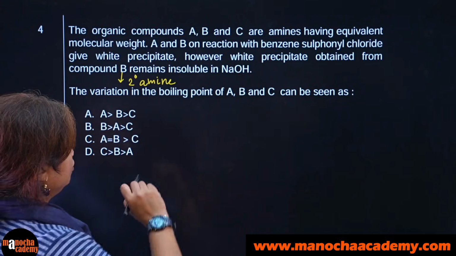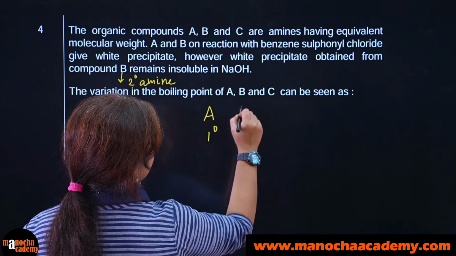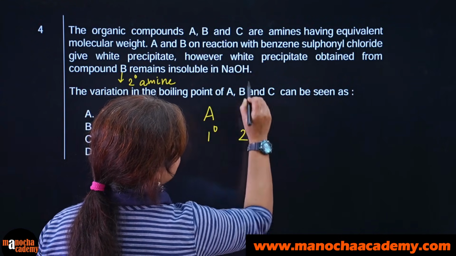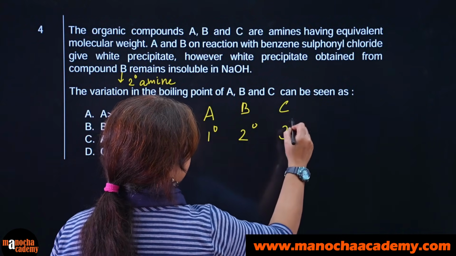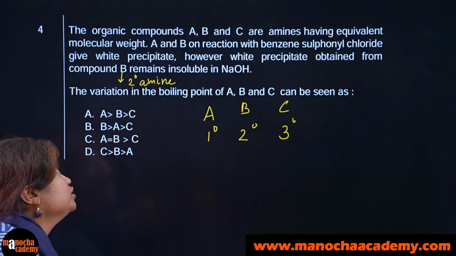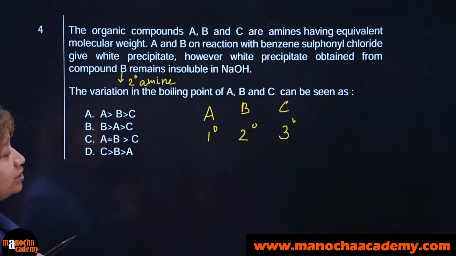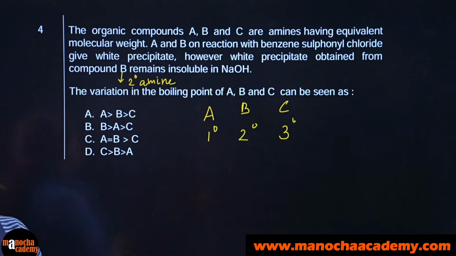So now we know that A is 1 degree, B is 2 degree and C is not reacting with the Hinsberg reagent itself, so it's obviously a 3-degree amine. And we know that the more the branching, the lesser the boiling point. Here the question is asking us about the variation of boiling point. So more branching means of course lesser boiling point. So A, and it's increasing, A will have maximum boiling point. Here you tell me the answer.